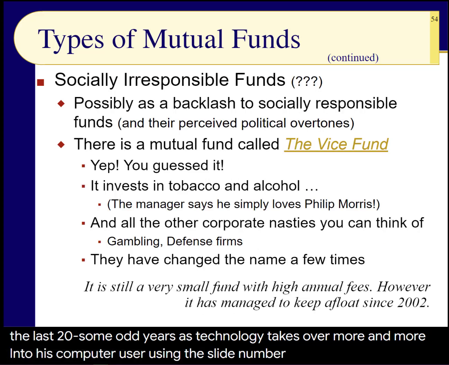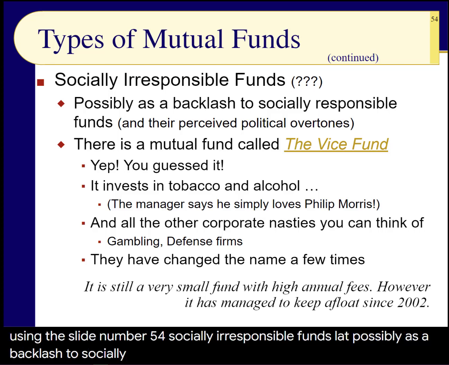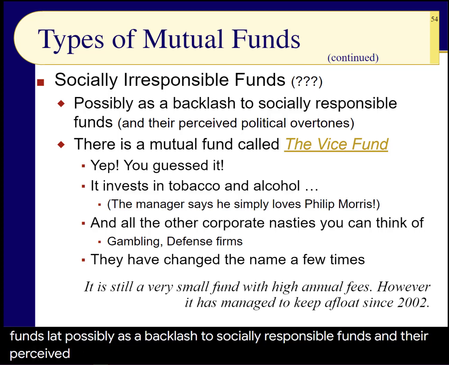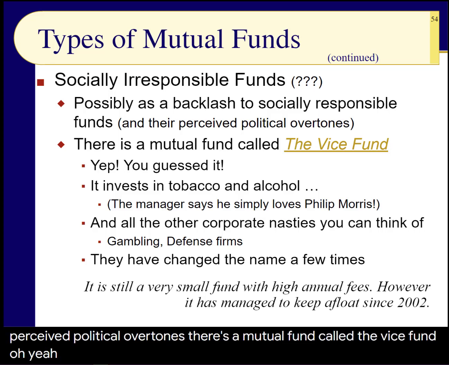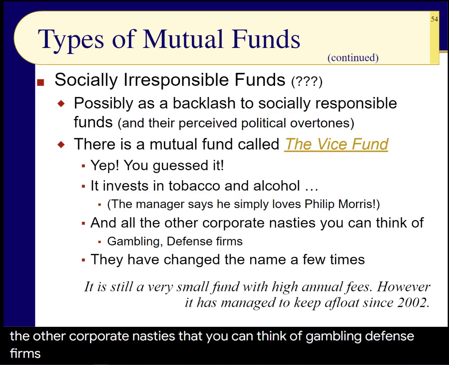Slide number 54. Socially irresponsible funds. What? Possibly as a backlash to socially responsible funds and their perceived political overtones, there's a mutual fund called the Vice Fund. Oh yes, you guessed it, folks. It invests in tobacco and alcohol and all the other corporate nasties that you can think of: gambling, defense firms. They've changed the name a few times. I don't know why. They obviously weren't trying to bury the evidence, but they just keep changing the name.